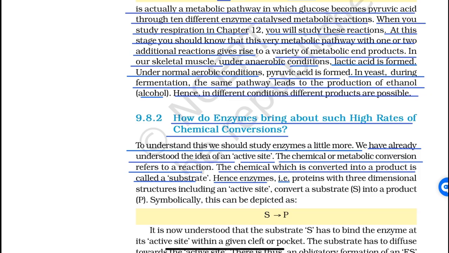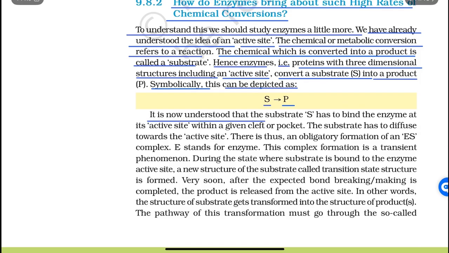Hence, enzymes, that means proteins with three-dimensional structure including an active site, convert a substrate into a product. Symbolically, this can be depicted as S to P. It is now understood that the substrate has to bind the enzyme at its active site within a given cleft or pocket. The substrate has to diffuse towards the active site.